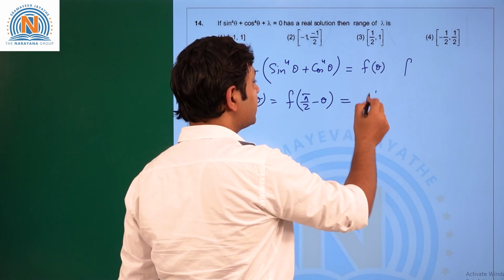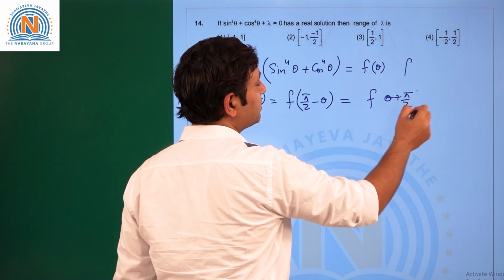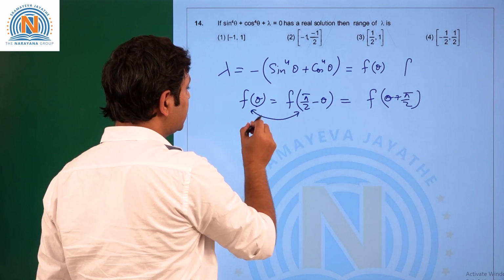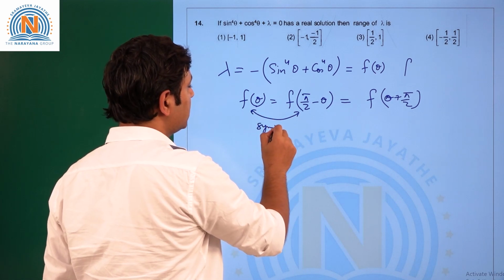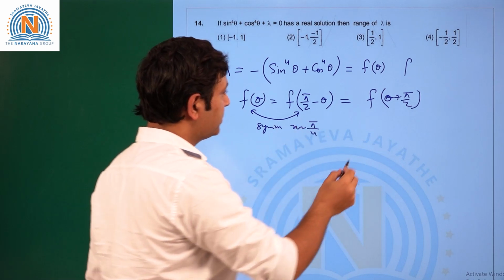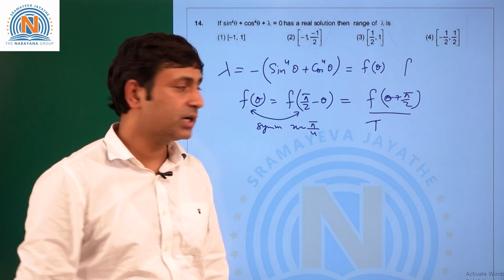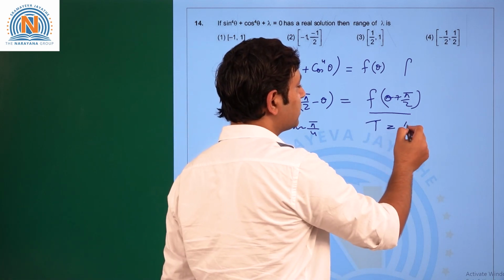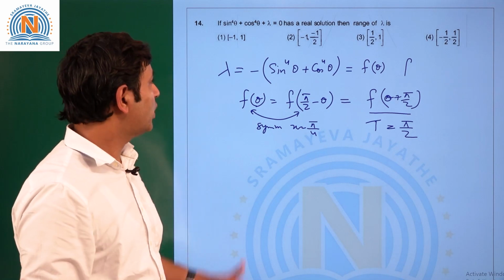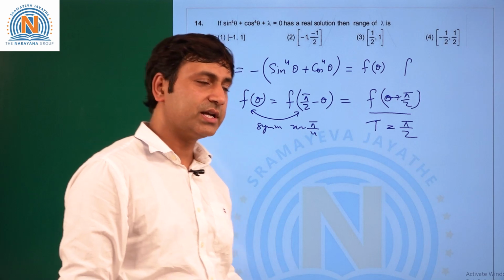And it is also the same as f of theta plus pi by 2. From this, we know that it's symmetric about x is equal to pi by 4. And from this, we know that the function is periodic with capital T is equal to pi by 2. So whatever we do in the first quadrant will be repeated in every quadrant. The range will be the same.